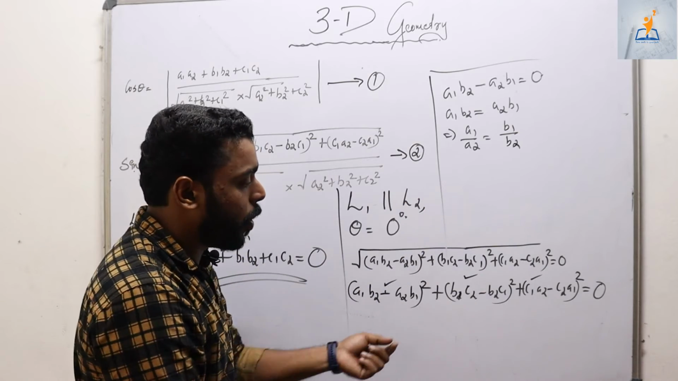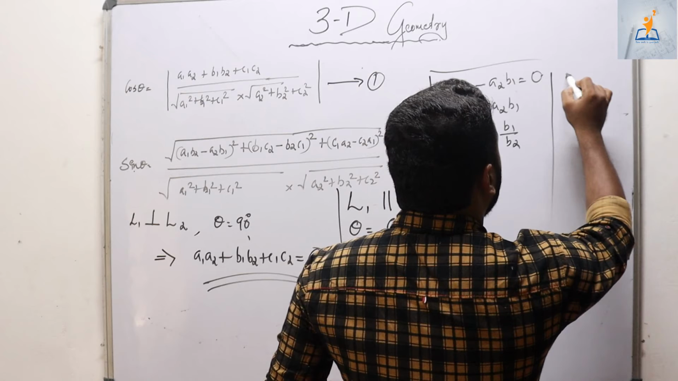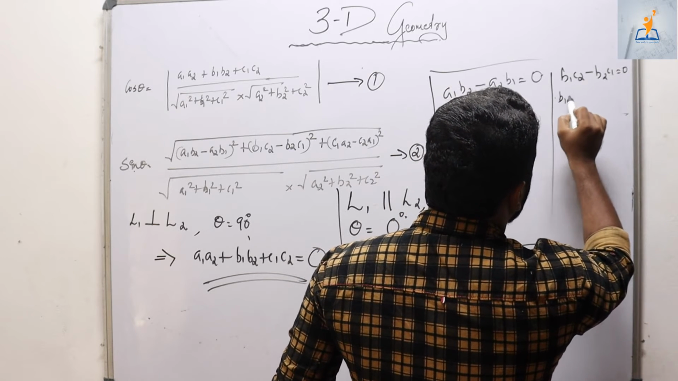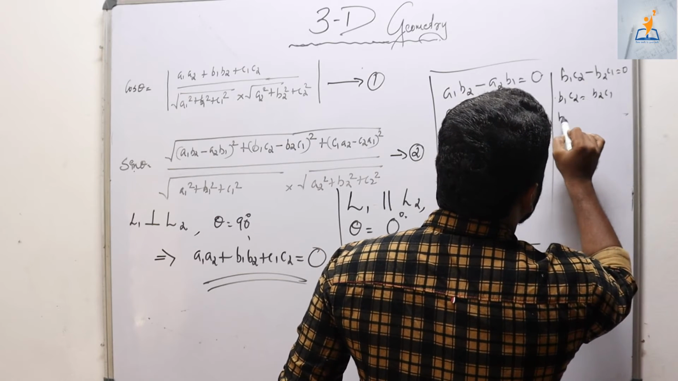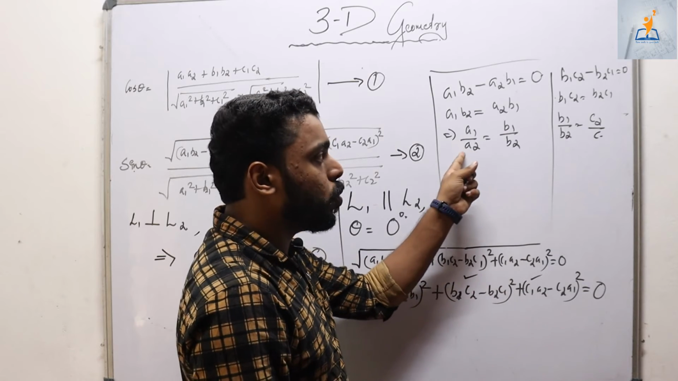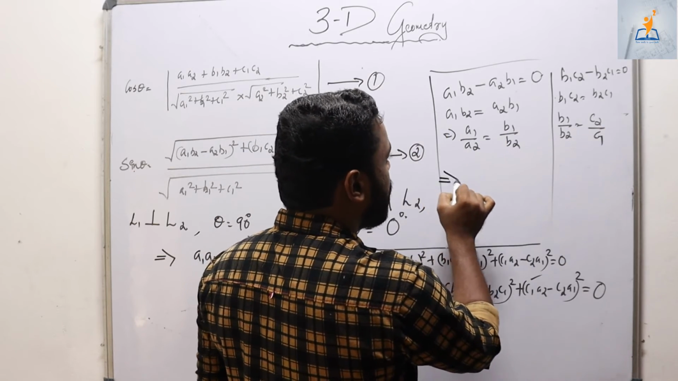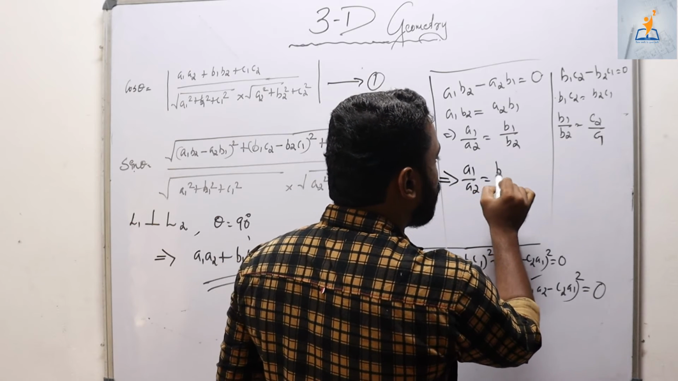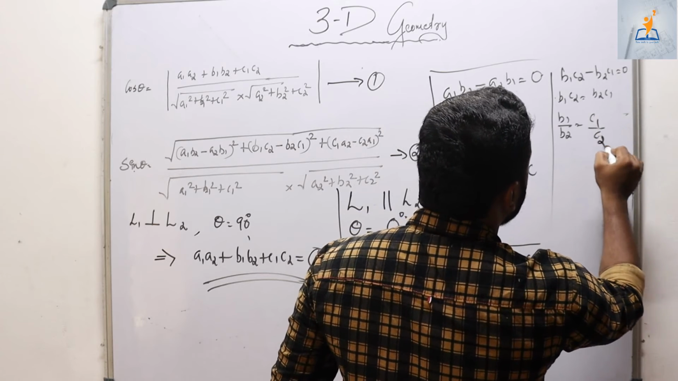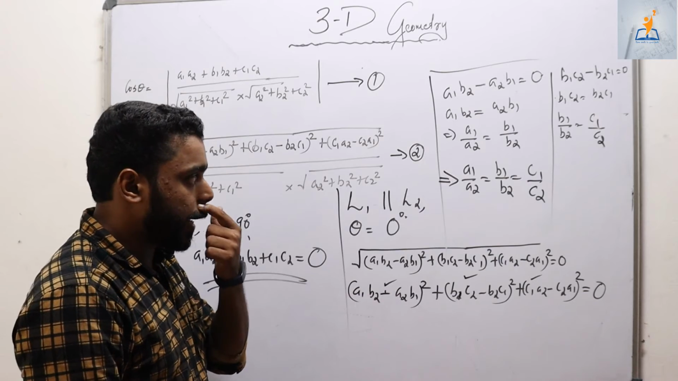So this is the first condition. Now this component is also equal to 0, which means that b1 c2 minus b2 c1 is equal to 0, which means that b1 c2 is equal to b2 c1, which implies b1 by b2 is equal to c1 by c2. See, b1 by b2 is equal to a1 by a2, which is again equal to c1 by c2 by this condition. So we can write a1 by a2 is equal to b1 by b2 is equal to c1 by c2. So whenever two vectors are parallel, this will happen.